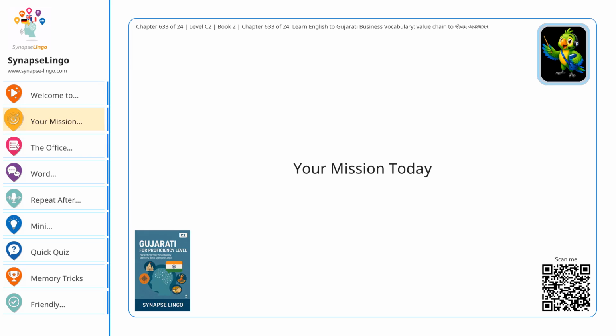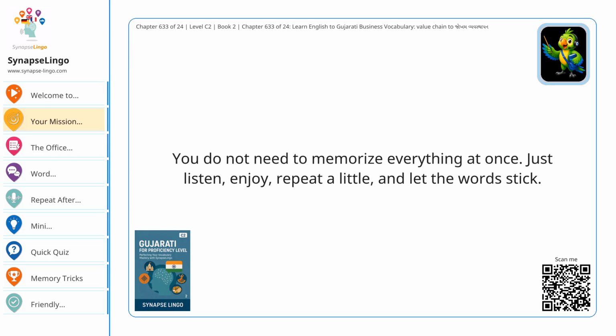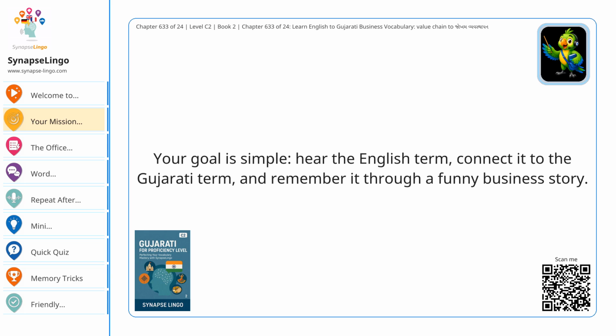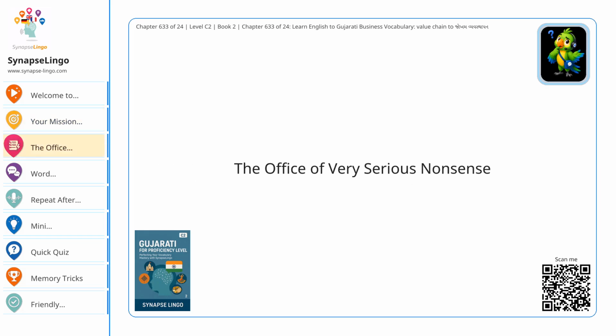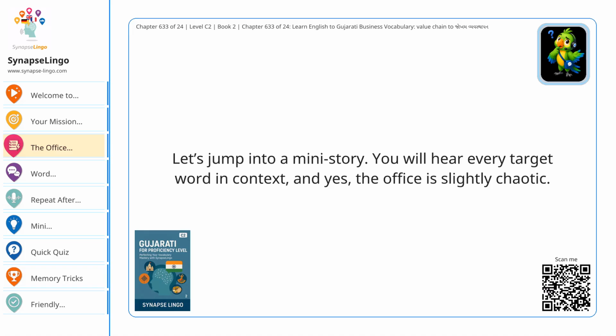Your mission today. You do not need to memorize everything at once. Just listen, enjoy, repeat a little, and let the words stick. Your goal is simple. Hear the English term, connect it to the Gujarati term, and remember it through a funny business story. Think of this chapter as a walk through a very dramatic office where every employee is obsessed with vocabulary and tea. The office of very serious nonsense. Let's jump into a mini story. You will hear every target word in context, and yes, the office is slightly chaotic.